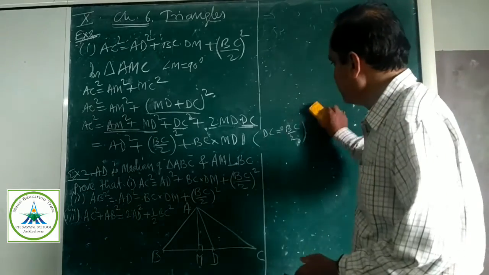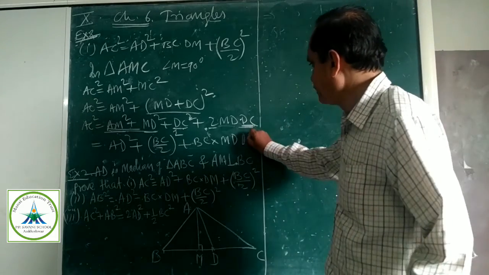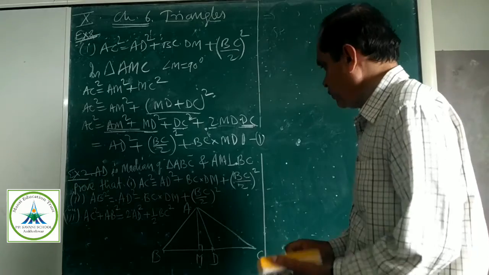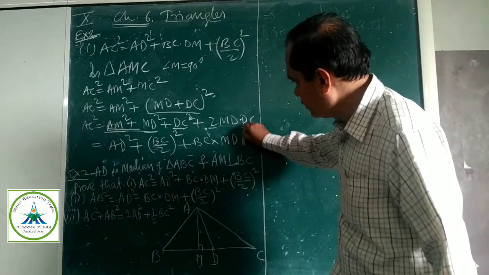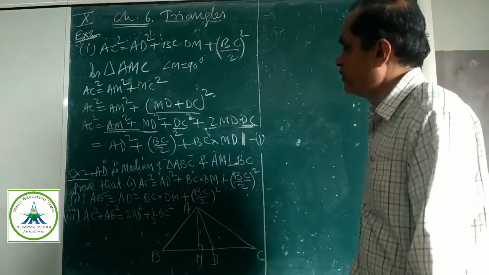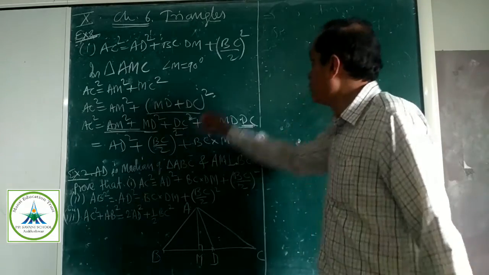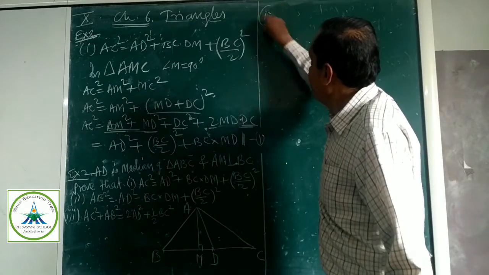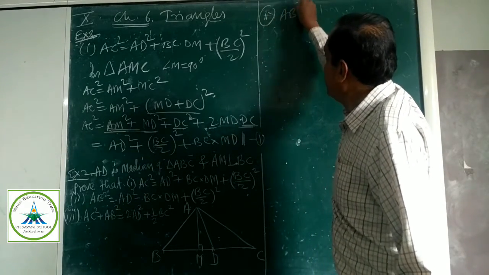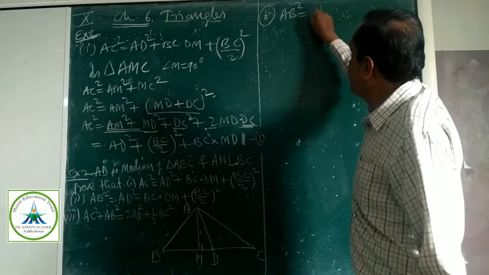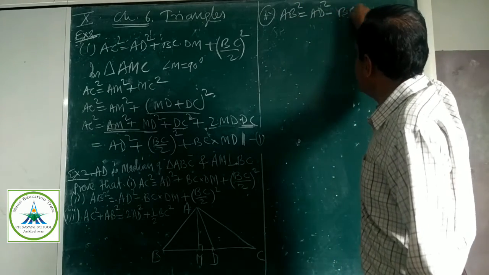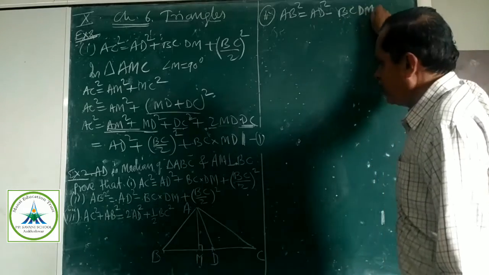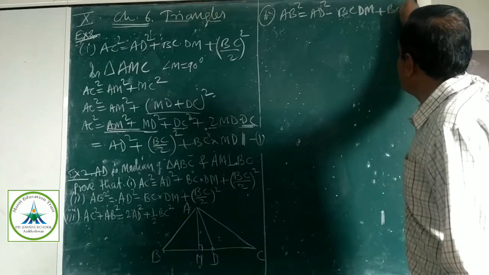Now I am writing this number 1. Now let us come to the second. AB square equals AD square minus BC times DM plus (BC upon 2) whole square.